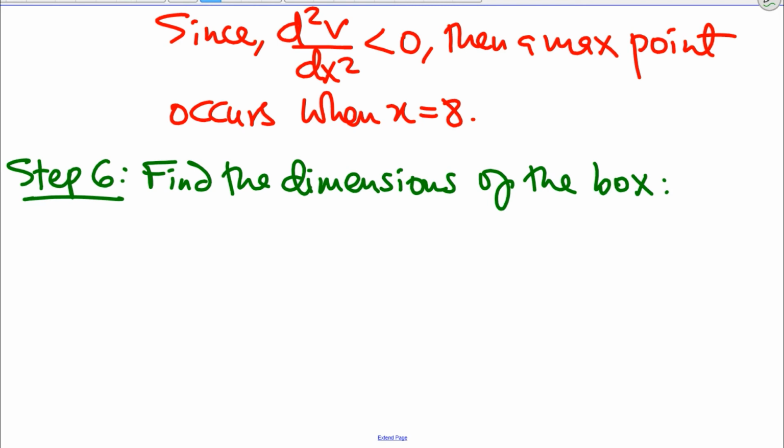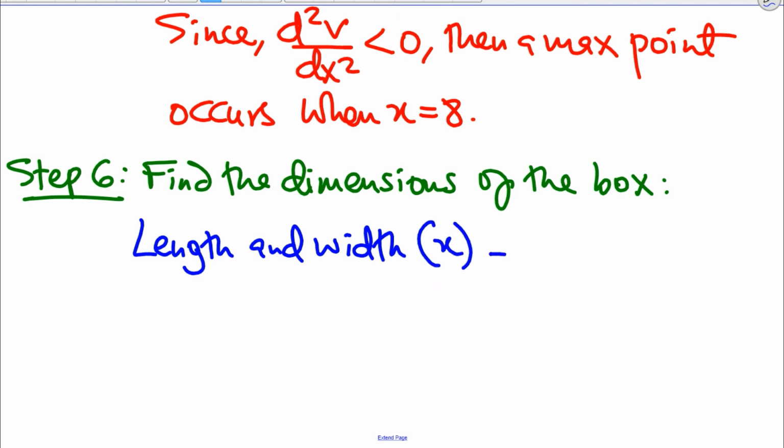So we can find the dimensions of this box. We know that x represents the length and the width, so we can say the length and width is 8 centimeters.